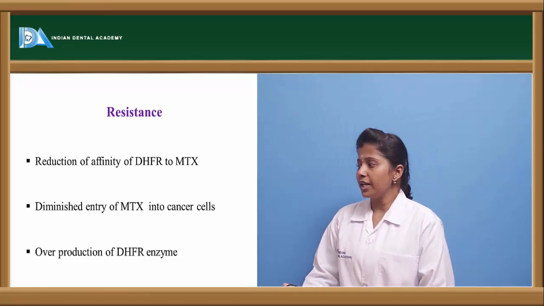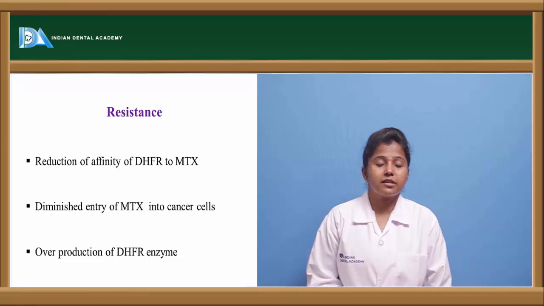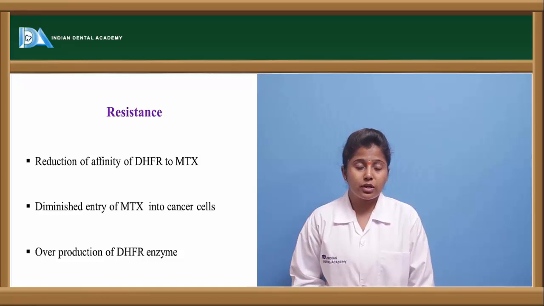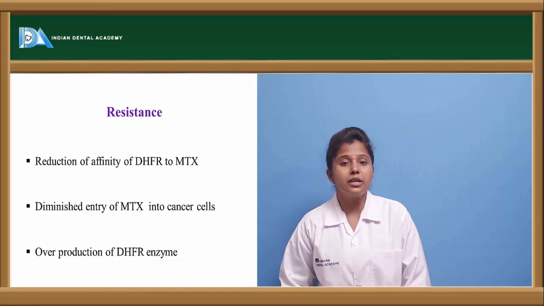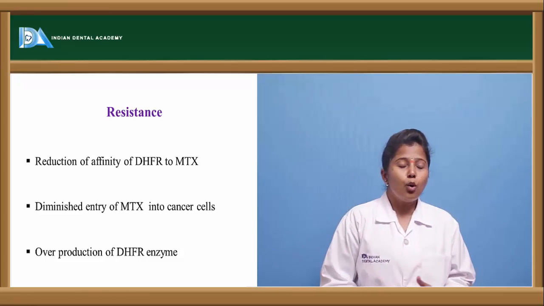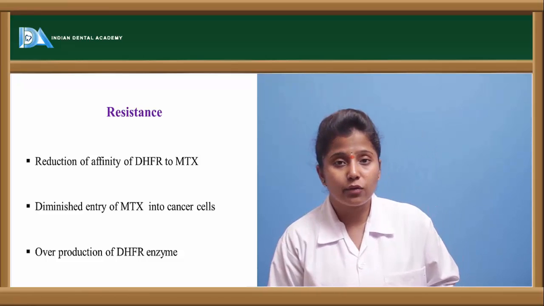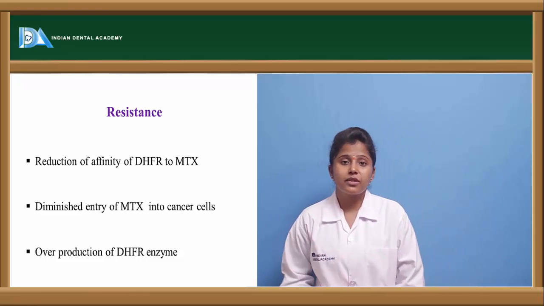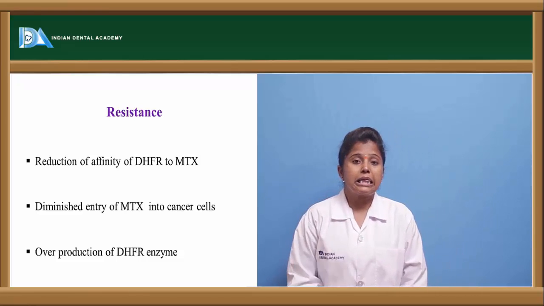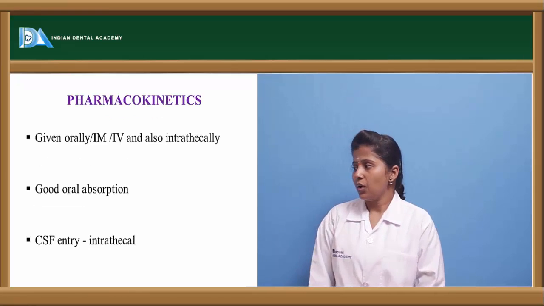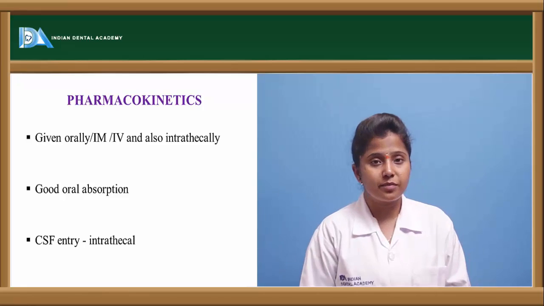So there is diminished entry of this methotrexate into the cancer cells. If the body is showing resistance towards this methotrexate, then this methotrexate won't enter into the cancer cells, and thereby there will be overproduction of this dihydrofolate reductase enzyme. If the enzyme is overly produced, then the DNA synthesis will be rapid. Let us see the pharmacokinetics of this methotrexate.